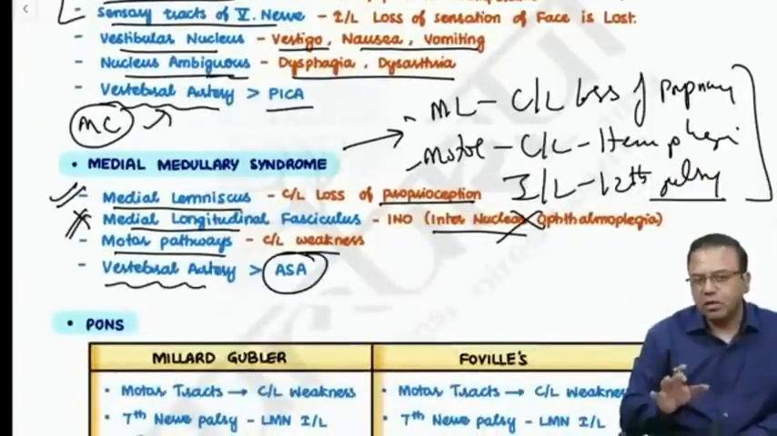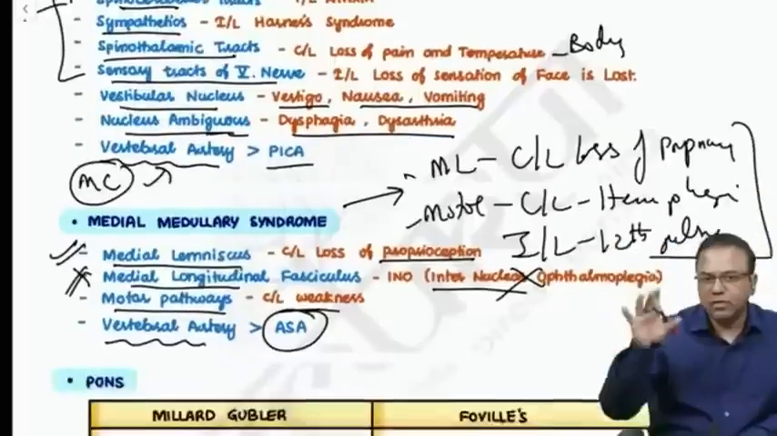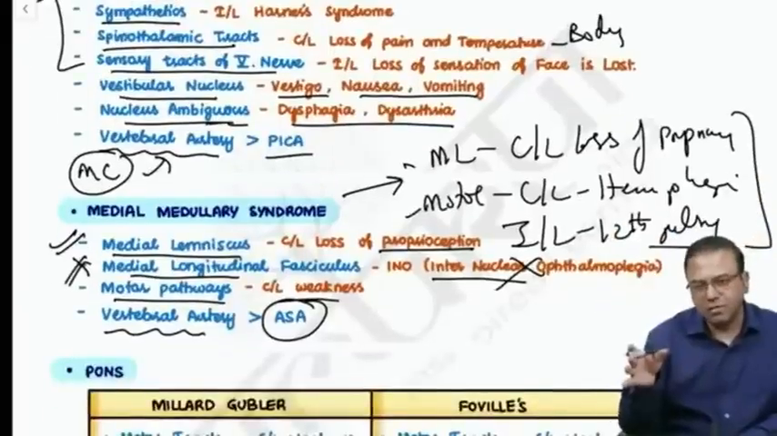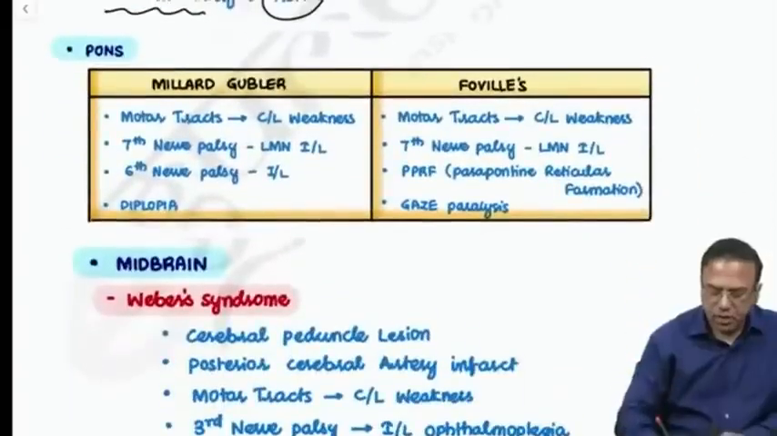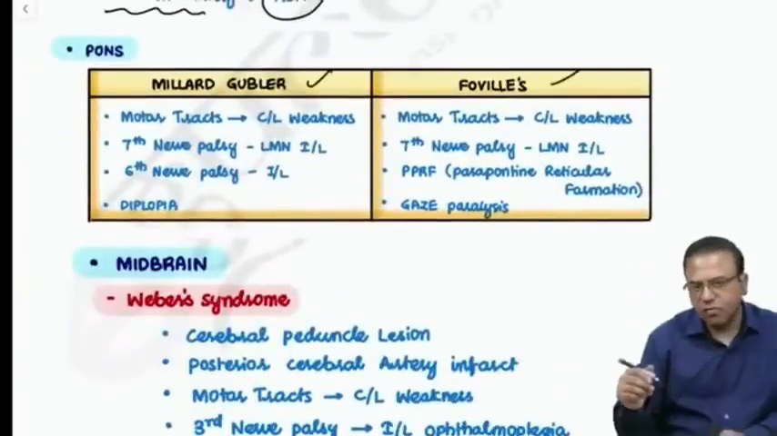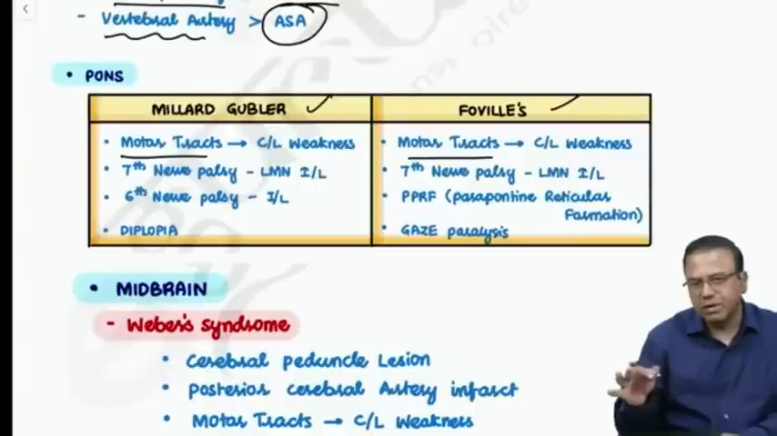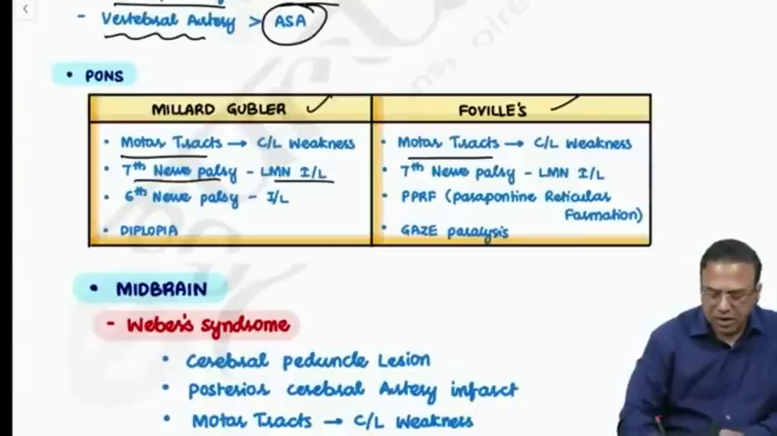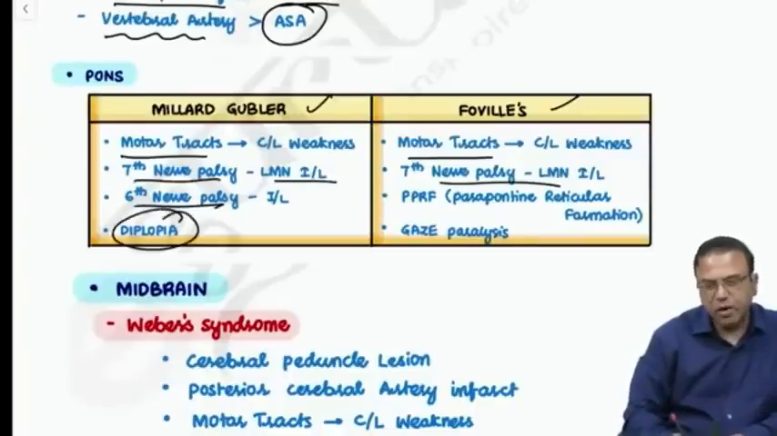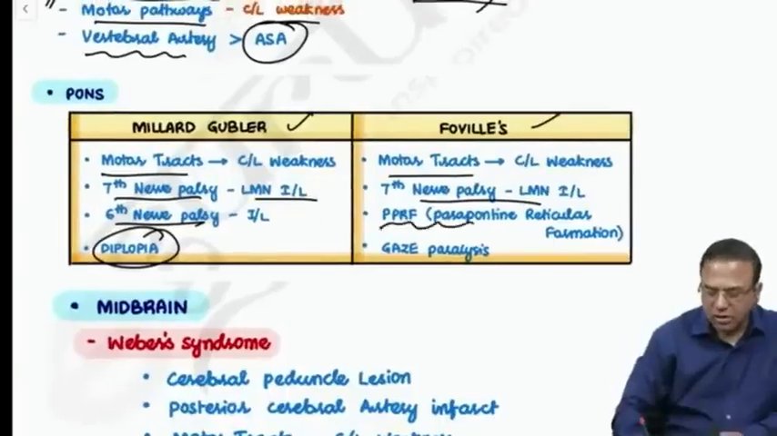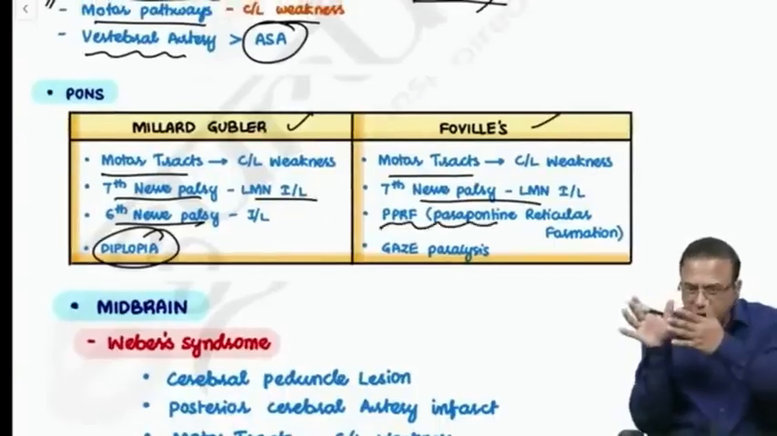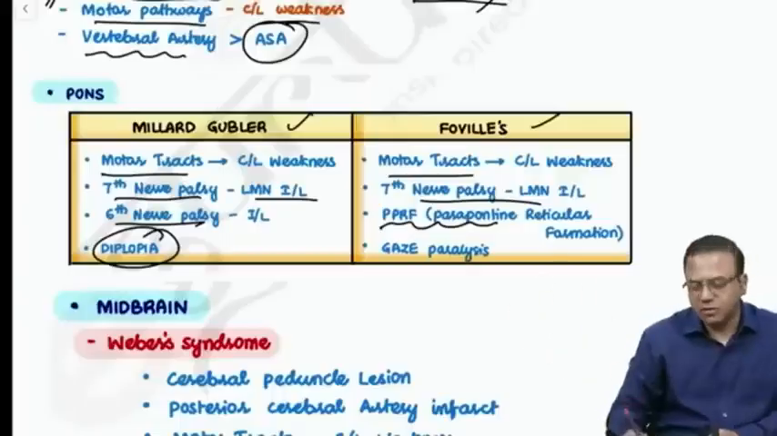In general, our rule is, if you see medullary syndrome, always say vertebral first, then something else will be there. In the pons, you have two syndromes, Millard-Gubler and Foville. Both affect motor tracts, so contralateral hemiplegia will occur. Both will cause ipsilateral 7th nerve palsy, but the difference is the 6th nerve will go, resulting in diplopia. Here, the horizontal gaze center is gone, so the patient can't move both the eyes, and that is known as ipsilateral gaze paralysis.